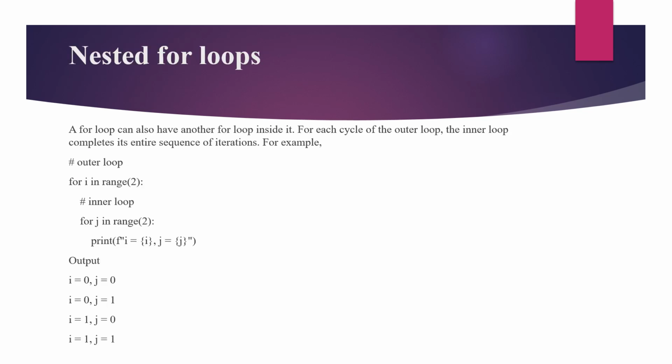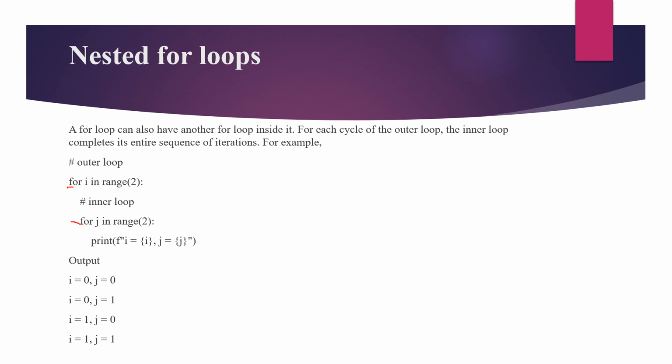Now we will see nested for loops. A nested for loop means a for loop within a for loop. That is what we basically call nested for loops. A for loop can also have another for loop inside it. For each cycle of the outer loop, the inner loop completes its entire sequence of iterations. For example, this is the outer loop, and this is the inner loop.